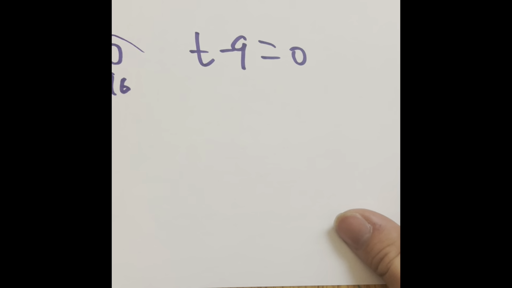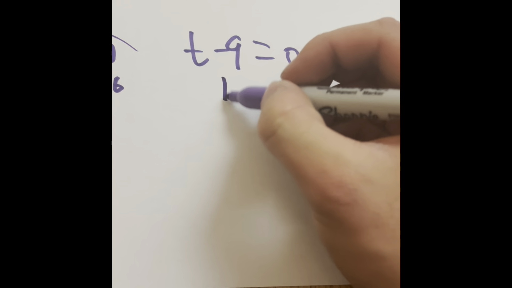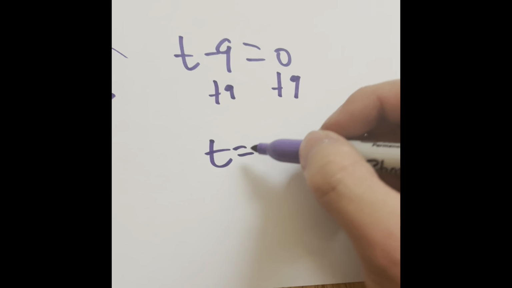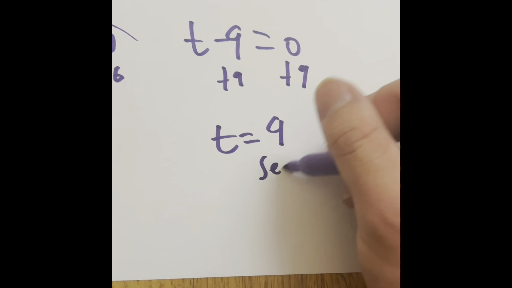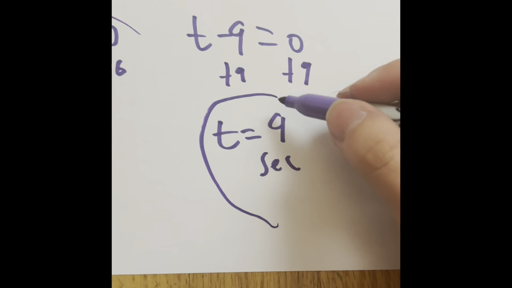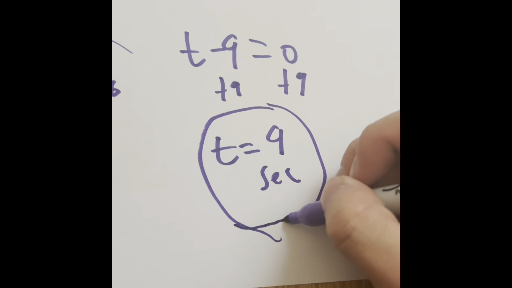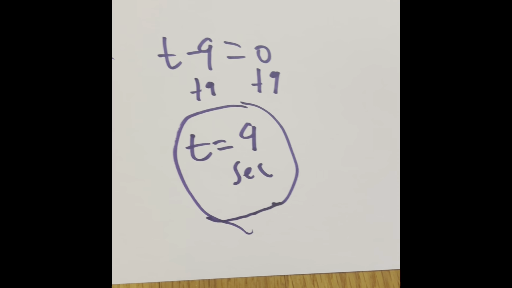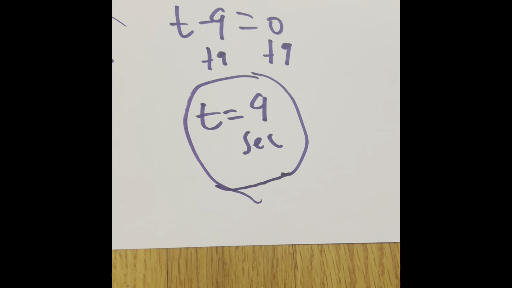What about the other one? When we add by 9 and add this side by 9, our t is going to equal 9 seconds. And that's going to be our final answer. Because it makes sense because the ball goes up and down in a positive integer in seconds.